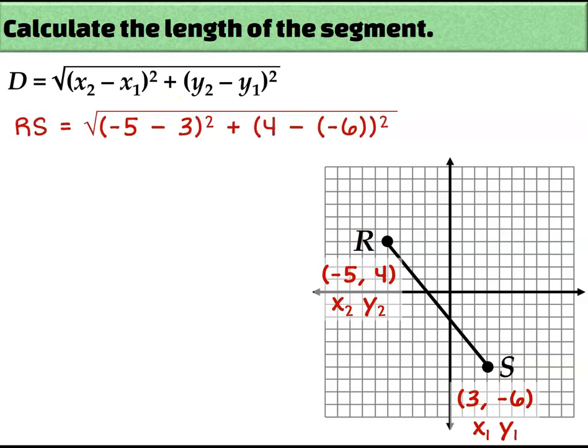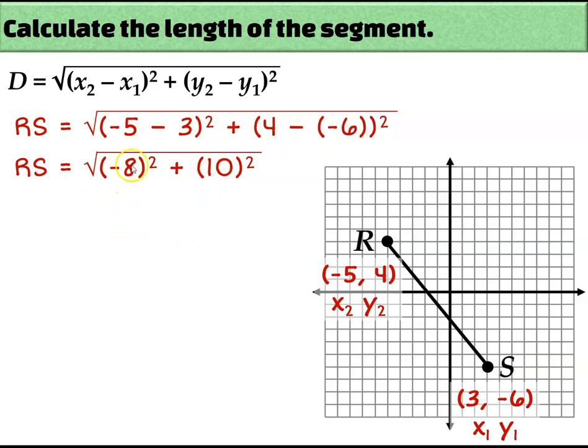RS is equal to -5 minus 3, that's x2 minus x1 squared, plus 4 minus -6, or 4 plus 6, that's y2 minus y1 squared. At this point you can type it into the calculator, or you can simplify step by step. -5 minus 3 is -8, and 4 minus -6 is 10.